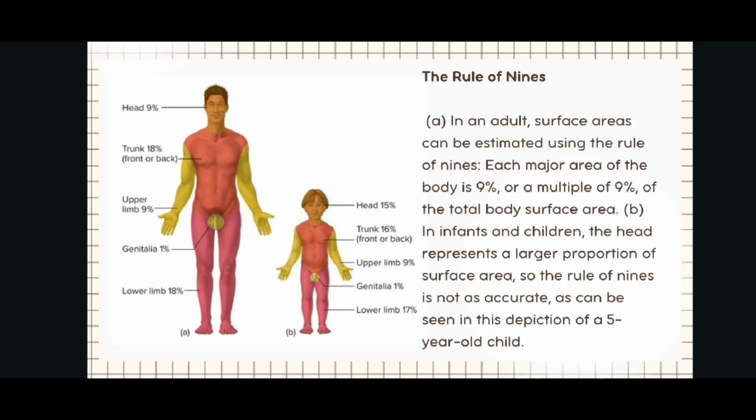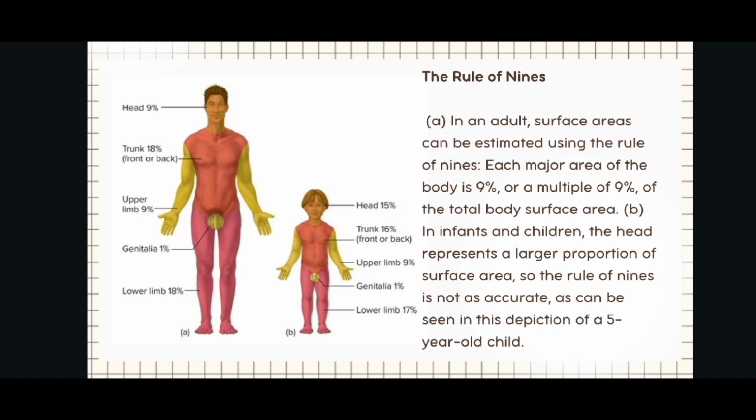Next, I'm discussing an important tool used in assessing burn injuries, which is the rule of nines. It's a quick method used to estimate the total body surface area affected by burns. In adults, the body is divided into sections that represent 9% or multiples of nine. For example, the head and neck is 9%, each arm is 9%, each leg, front and back, is 18%, the front of the torso is 18%, and the back is also 18%. The perineum makes up the remaining 1%.